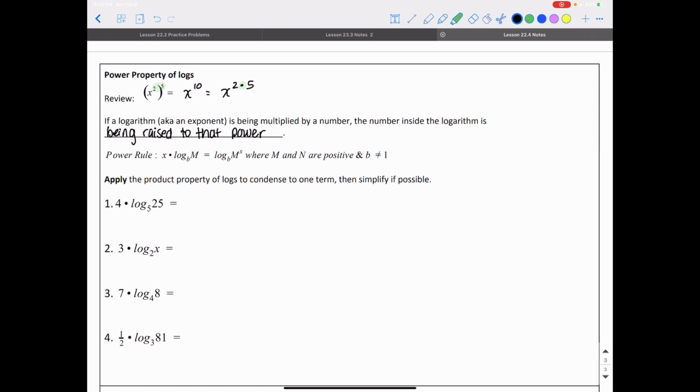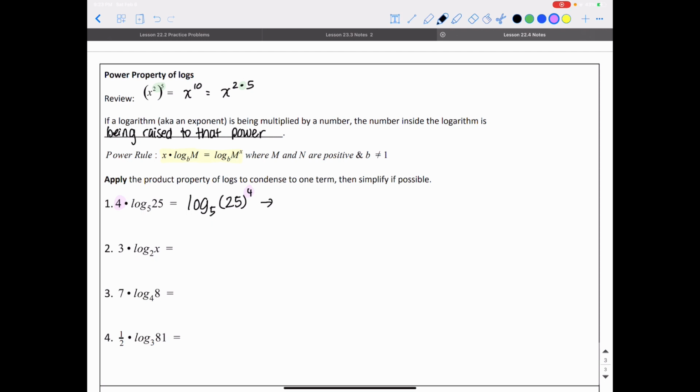So this is the formula. If I have x times log base b of m, it's equal to log base b of m to the x power, inside of the logarithm that m is being raised to the x power. So let's do an example. If I have 4 times log base 5 of 25, I know that is the same as log base 5 of 25 raised to the 4th power. So I took this number that was in front and I raised 25 to that power.